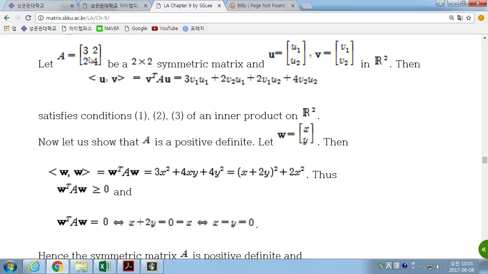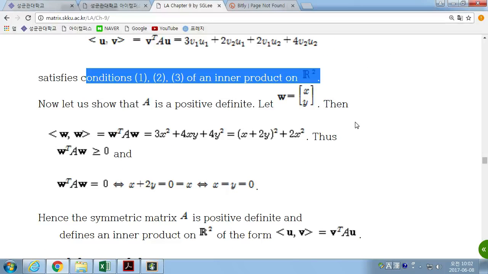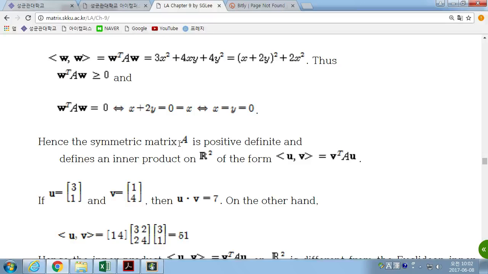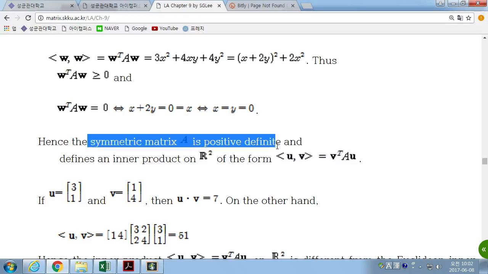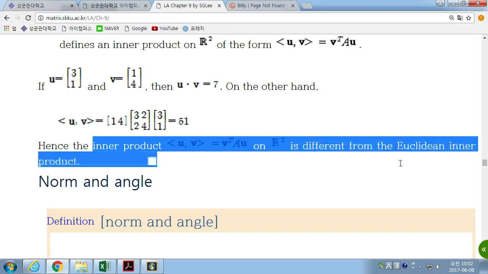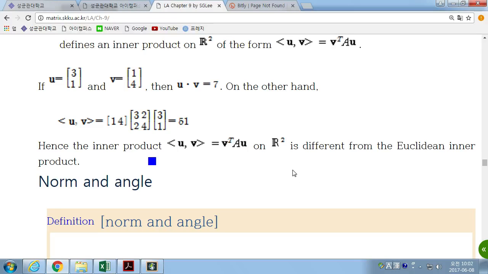Next, if A is a 2 by 2 symmetric matrix, and U and V are arbitrary vectors in R2, then the inner product of U and V, defined as V transpose A U, satisfies all the conditions of an inner product. Now let us show that A is positive definite. Just find the eigenvalues of this matrix A. They are both positive, so it is positive definite. So it is symmetric and positive definite, and that satisfies the four properties of an inner product. So that forms an inner product, which is not the same as the Euclidean inner product. So we can define many different inner products with many different symmetric positive definite matrices A.